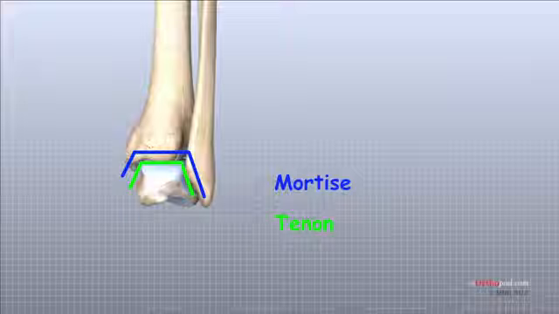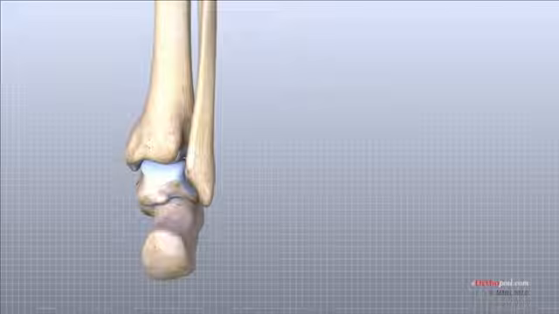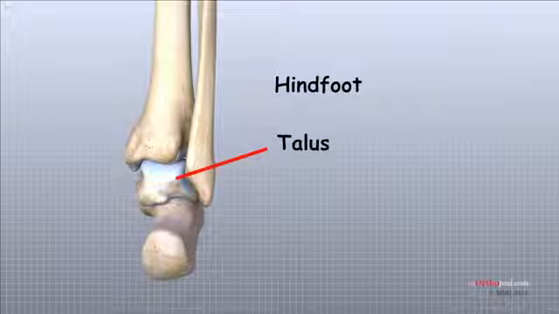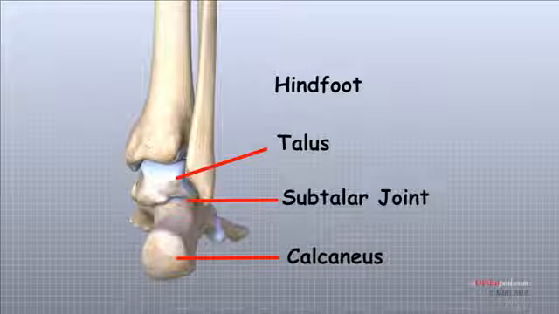The mortise and tenon structure is well known to carpenters and craftsmen who use this joint in the construction of everything from furniture to large buildings. The arrangement is very stable. The two bones that make up the back part of the foot, sometimes referred to as the hind foot, are the talus and the calcaneus or heel bone. The talus is connected to the calcaneus at the subtalar joint.